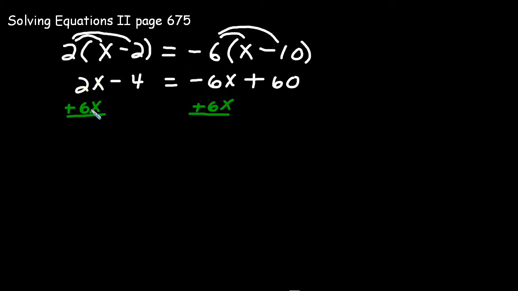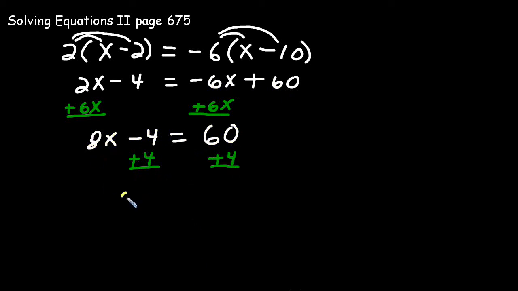2x plus 6x, that's 8x. And I have a minus 4. And then here we'd have 0 plus 60. And so that's 60. Now, I have my variable on one side. I need my numbers on the other side. So I need to get rid of the minus 4. So how to get rid of minus 4? What's the opposite of minus 4? Well, it's plus 4. If you add 4 to each side, that should leave us with just a variable on the left side. So we'd have 8x here, then minus 4 plus 4 would be 0. Then on the right side we add 60 plus 4, that's 64.